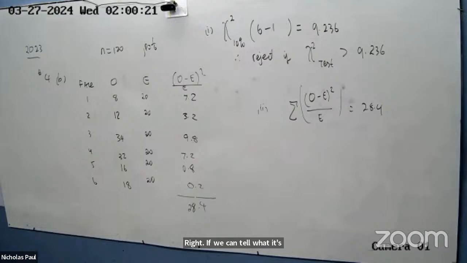How would they get 9.3? Table. Table, put the chi-squared. Next. No, she knows chi-squared. She knows chi-squared.